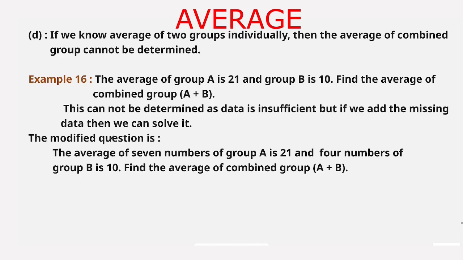Now the modified question is, the average of 7 numbers of group A is 21 and 4 numbers of group B is 10. Find the average of combined group A and B. Now it is possible, as the number of observations of group A, which is 7, and the number of observations of group B, which is 4, is given. Now we can easily solve it.